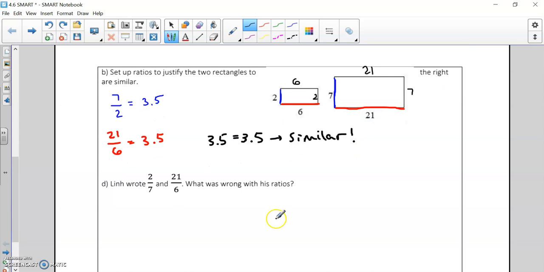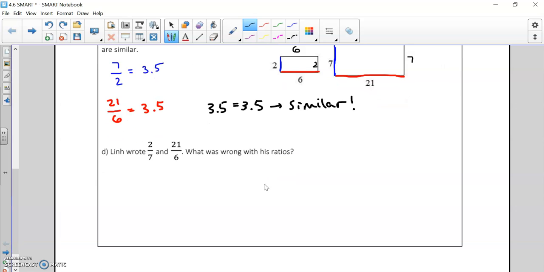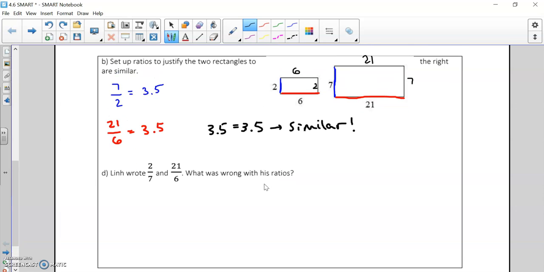All right. The next thing here, this is extremely important, and this is what I'm going to be talking about and repeating over and over so many times. All right, and that's all about consistency. If Lynn wrote these two ratios to set up his equation, one of them was 2 over 7, right? And the other one was 21 over 6, so 21 over 6. Well, what's the issue here? He was not consistent.